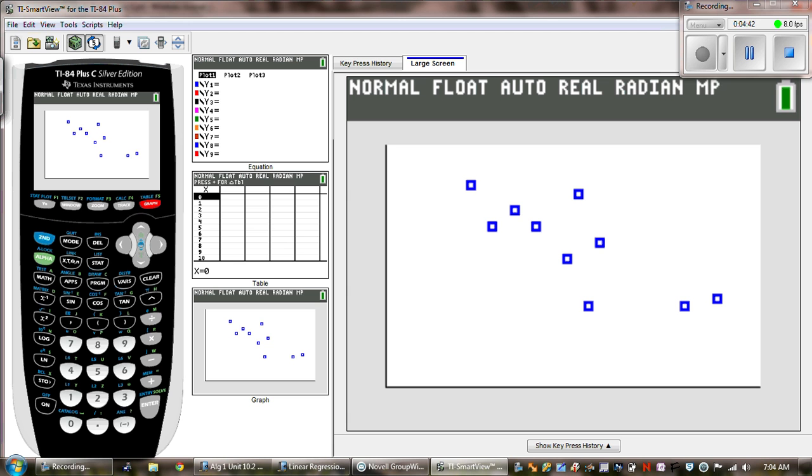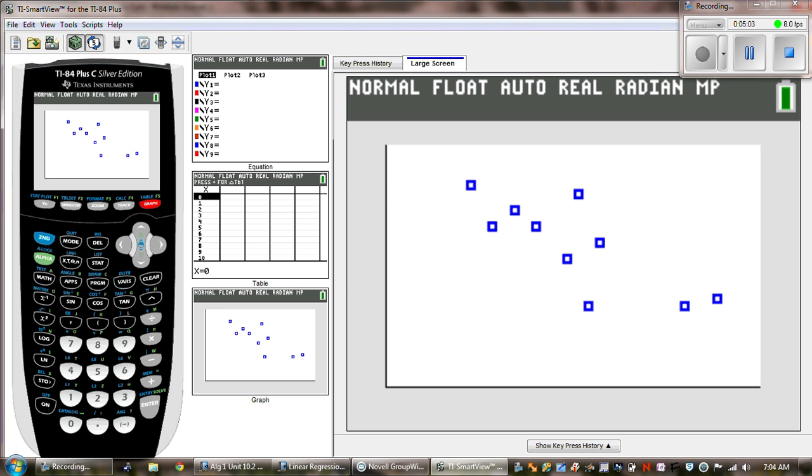And that's what yours should look like too. So now we can start answering the questions. What do you think? Is this positive or negative? The general trend. Well, the general trend is negative. Do you think it's moderate or weak?